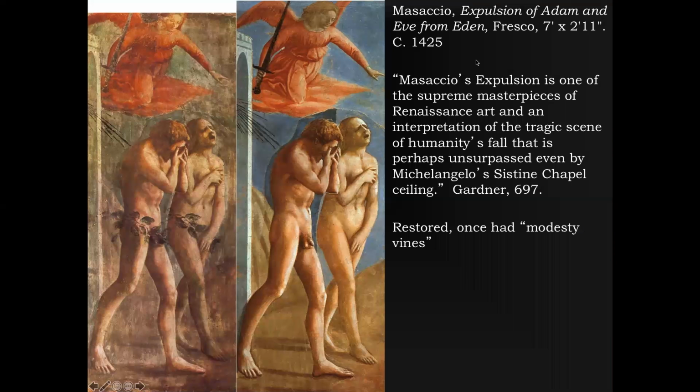So this last one, though, shows quite a bit of emotion. In some of the paintings we're going to look at in the Renaissance, the emotion might be there, but it's not in the face. And this one, oh my gosh, it's there. This is the Expulsion of Adam and Eve from Eden. And Masaccio's Expulsion is one of the supreme masterpieces of Renaissance art, and an interpretation of the tragic scene of humanity's fall that is perhaps unsurpassed by even Michelangelo's Sistine Chapel ceiling.